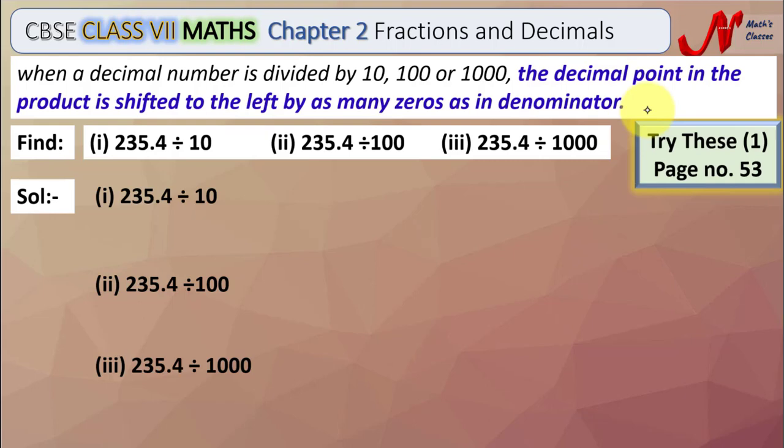Now we complete the Try This problem, page number 53. In this problem, there are 3 parts given. First, find the value of 235.4 divided by 10. Here, this number 235.4 is divided by 10, so in denominator we have 1 zero, so shift the decimal to the left by 1 place, so it can be written as 23.54.